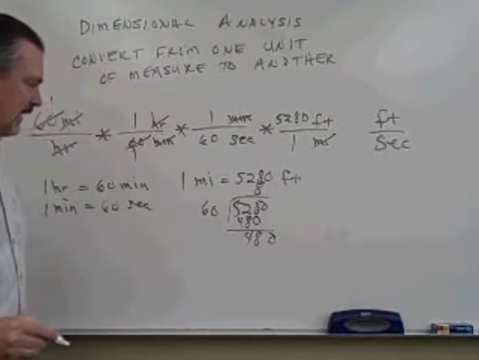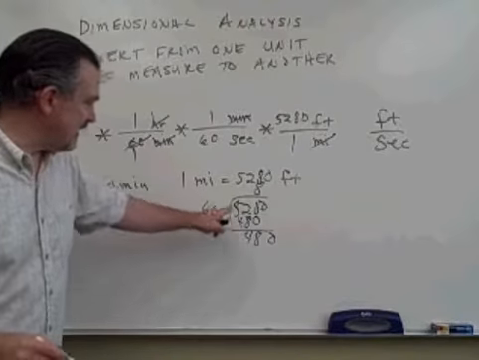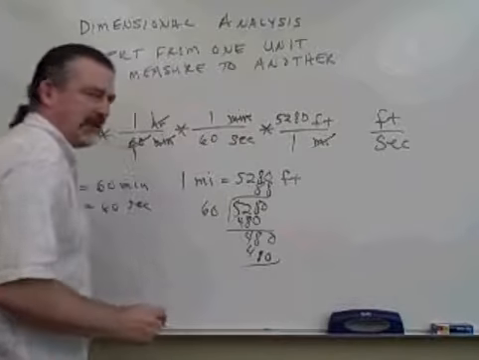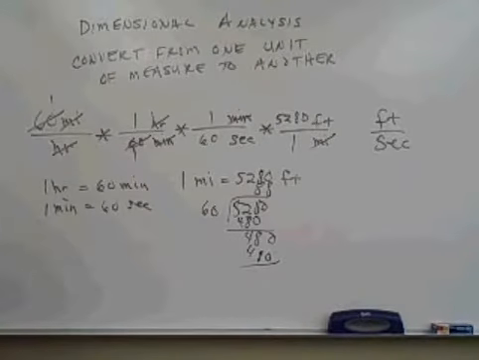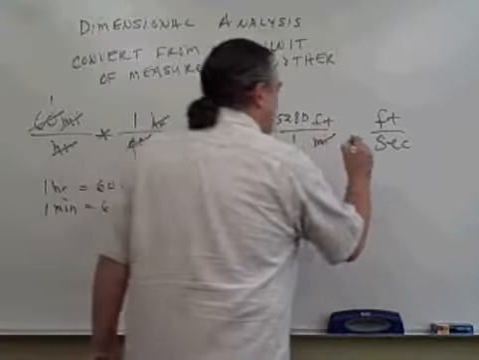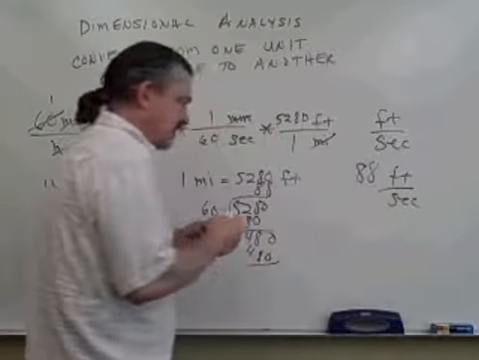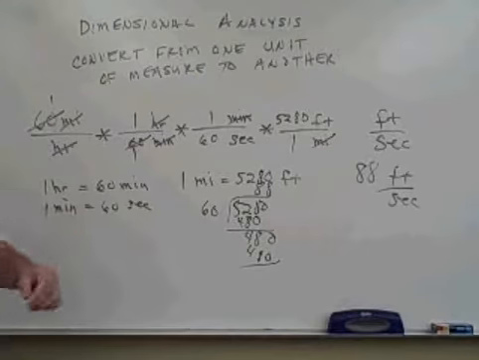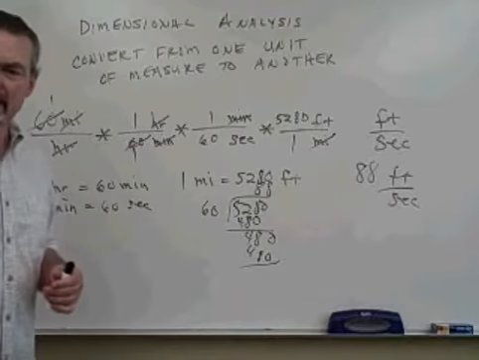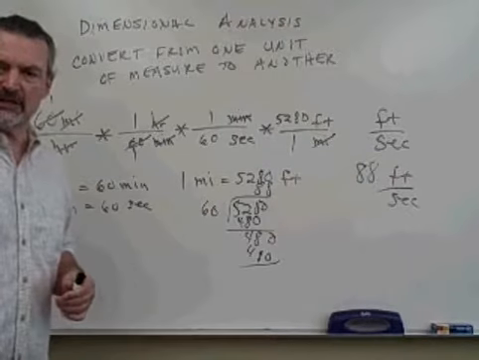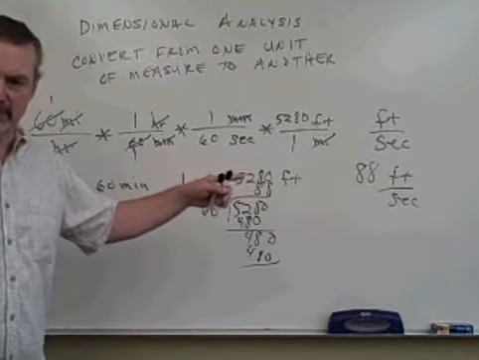Oh, that turned out kind of nice. 480, well, that was 8, wasn't it? 8 times 60 gives us 480. That came out even. That was kind of nice that it did that. So 88 feet per second is the equivalent speed to going 60 miles per hour. So that when you're going 60 miles per hour, every second your vehicle has traveled 88 feet.